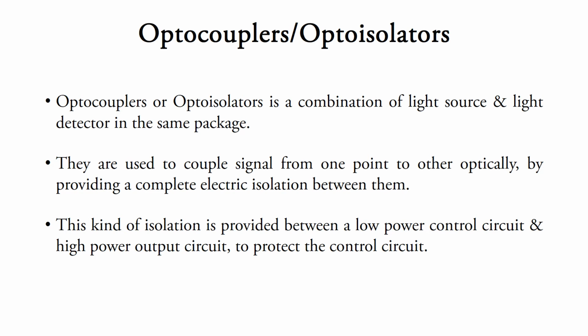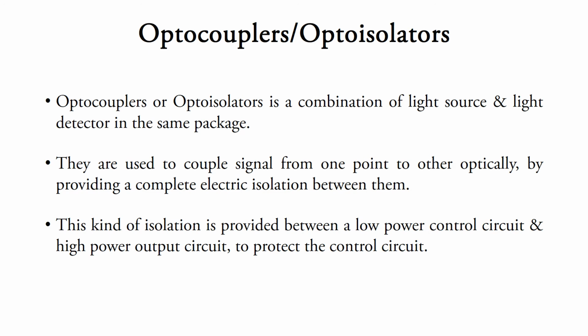This kind of isolation is provided between a low power control circuit and a high power output circuit, to protect the control circuit. While we are discussing the application, you will get the concept. An isolator or optocoupler is meant to provide a connection between a low power control circuit and a high power output circuit. For example, if you are controlling a motor using a switch, the switch is your control circuit, and the motor is your output and power circuit.